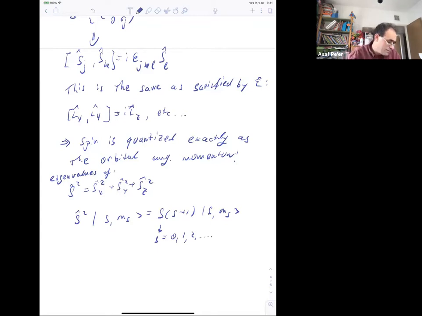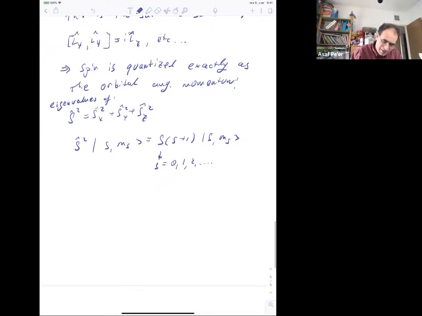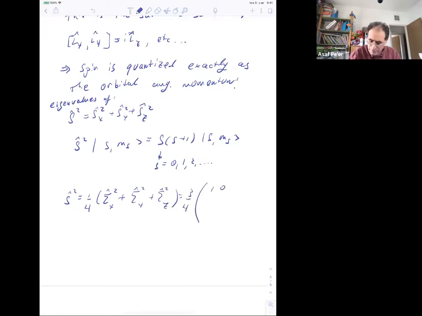Right. So if I put direct substitution, S squared is 1/4 of sigma x squared plus sigma y squared plus sigma z squared. This is 3/4 because I have a 3 here of an I eventually.